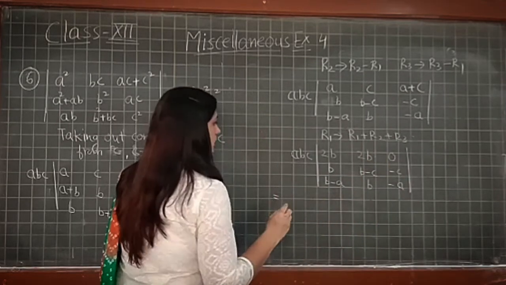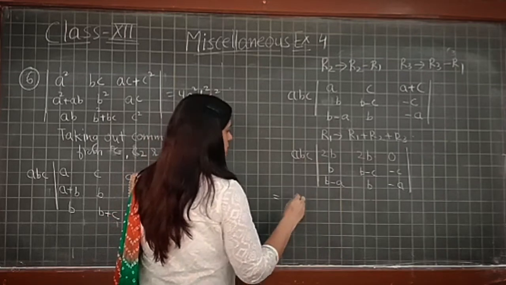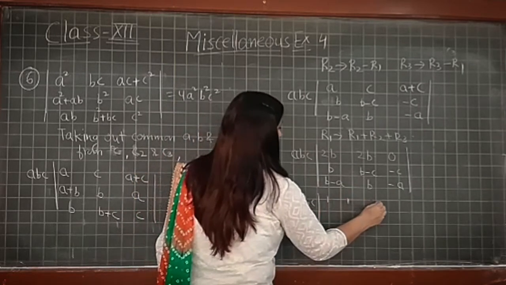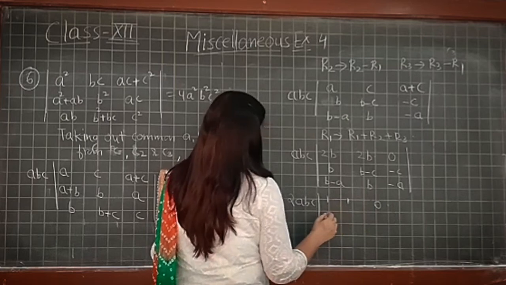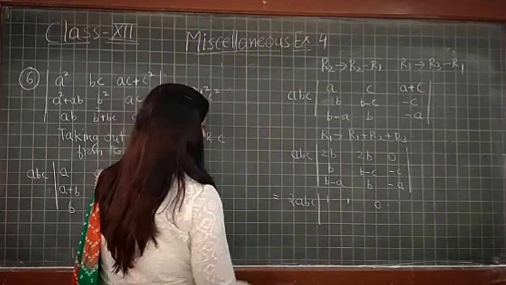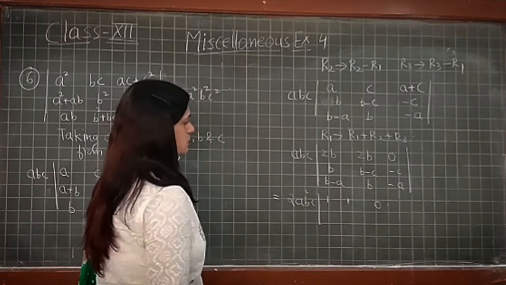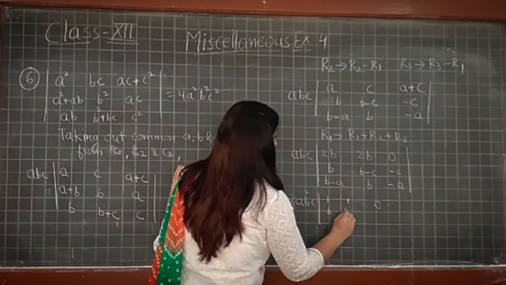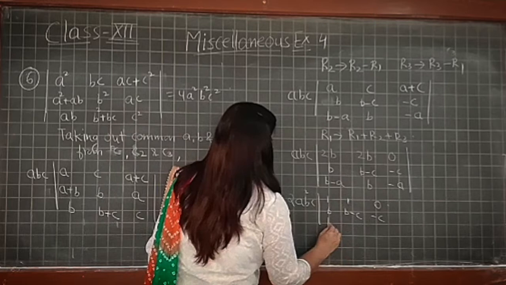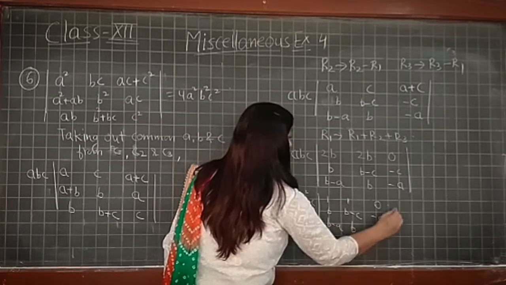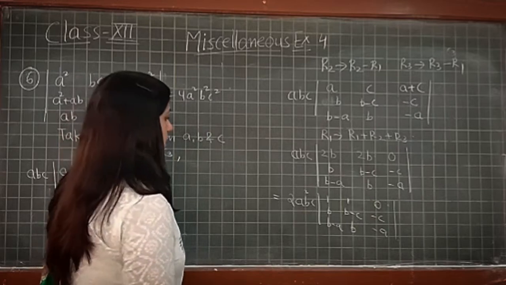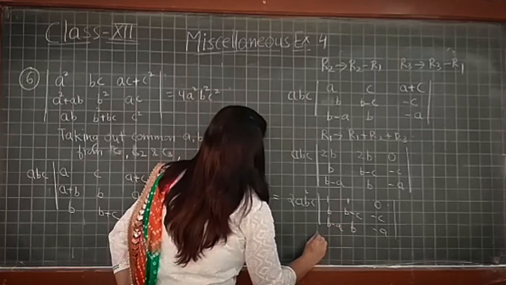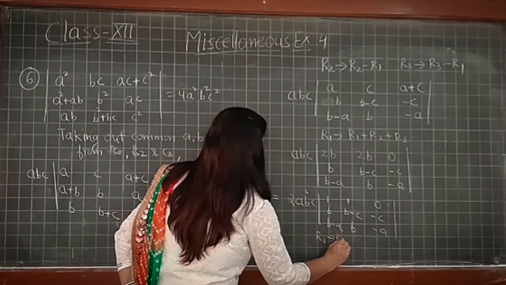Now it is equal to taking out common 2 also from this row. You have twice of ABC, then 1. So you can take out common 2B also. Then you will be having this 2AB square C. Now this will be B minus C, B minus A, B and minus A.